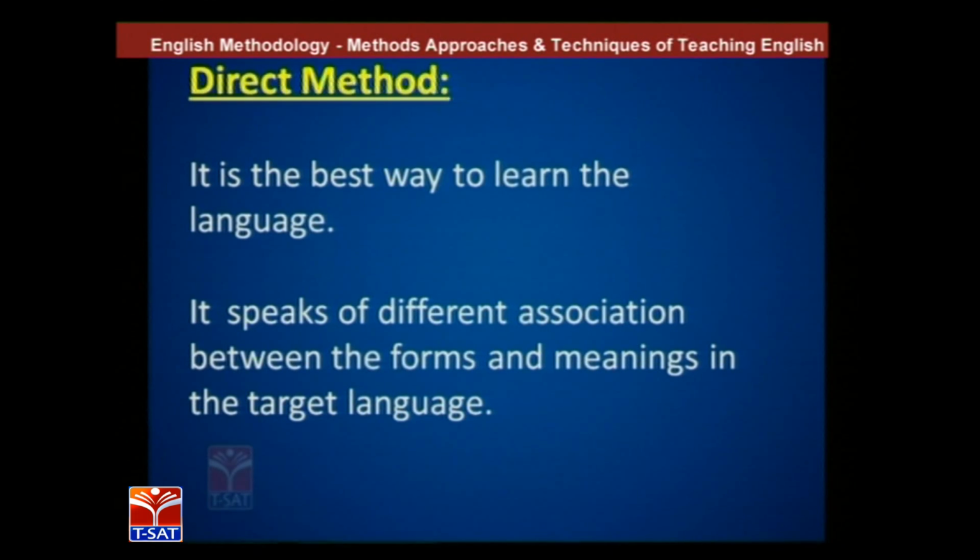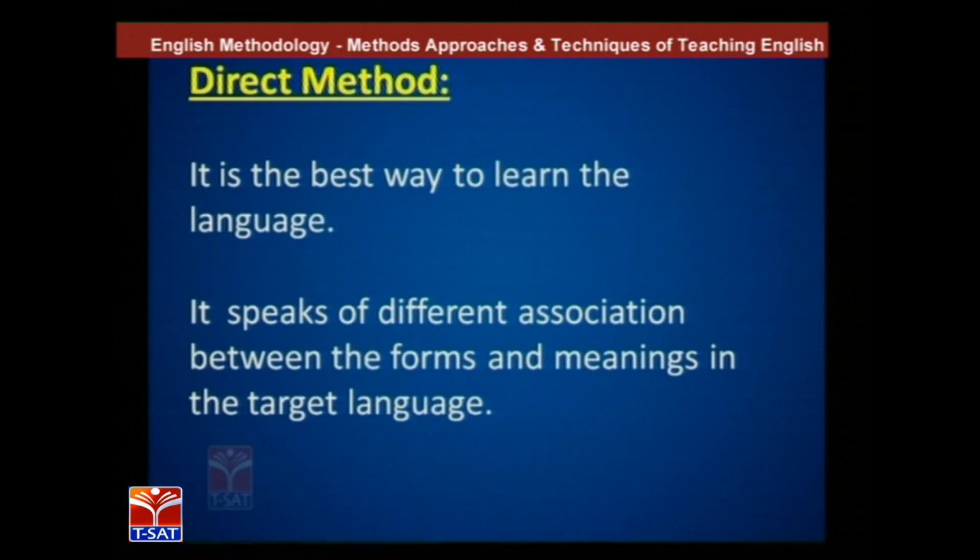So, in this direct method, it is the best way to learn the language. The direct method speaks of an association between forms and meaning in the target language. What is the target language here? The English language is the target language.